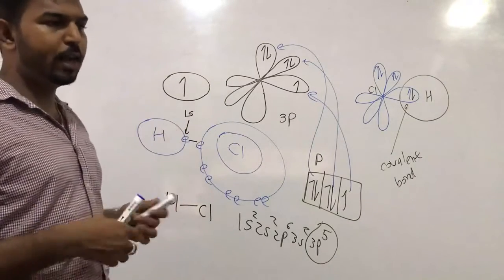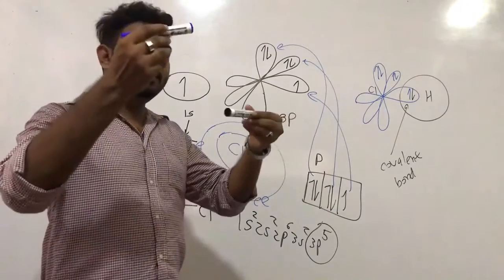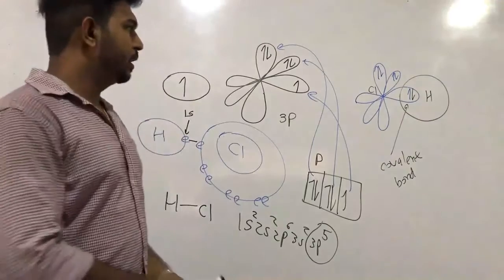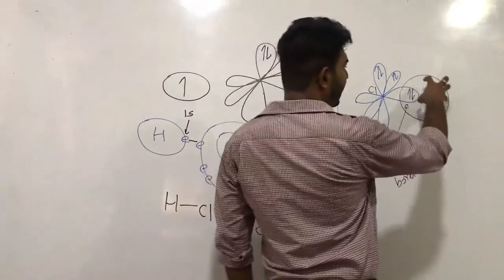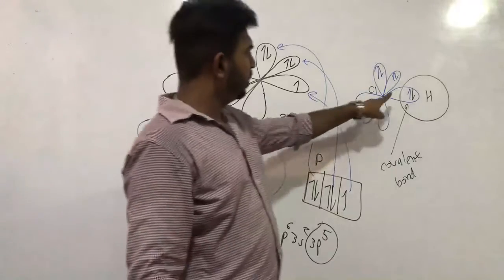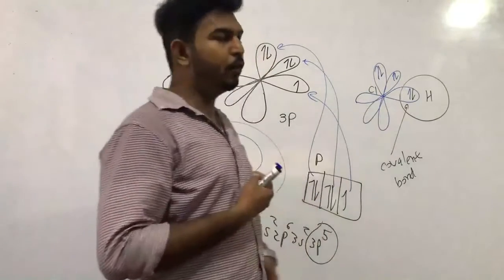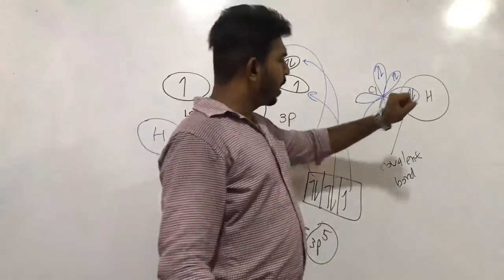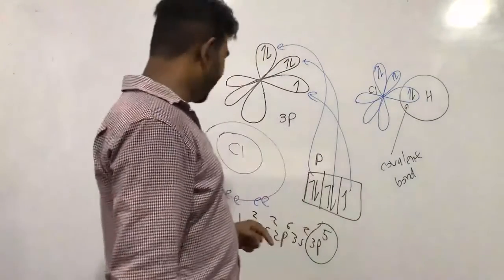overlapped. Okay, you know overlapping? Overlapping means they will be put on each other, they will coincide. So the s orbital of the hydrogen atom will be overlapped with the p orbital of the chlorine atom. So there is a covalent bond between H and Cl.